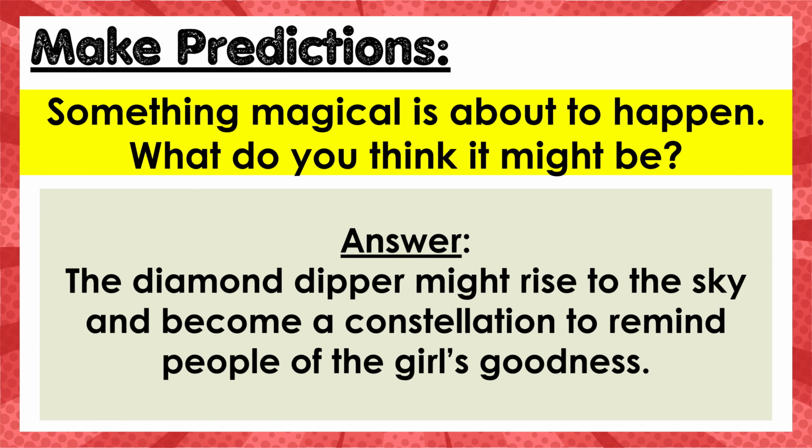Something magical is about to happen. What do you think it might be? Possible answer: the diamond dipper might rise to the sky and become a constellation to remind people of the girl's goodness.